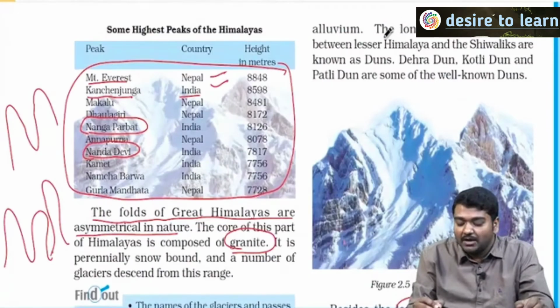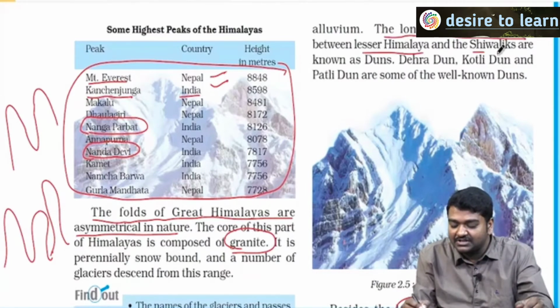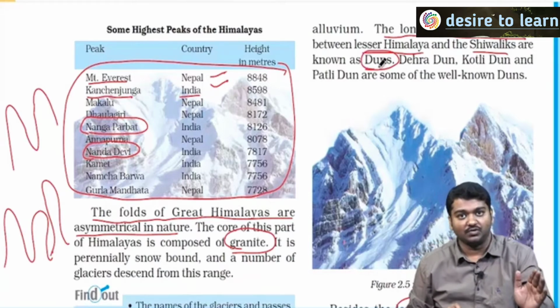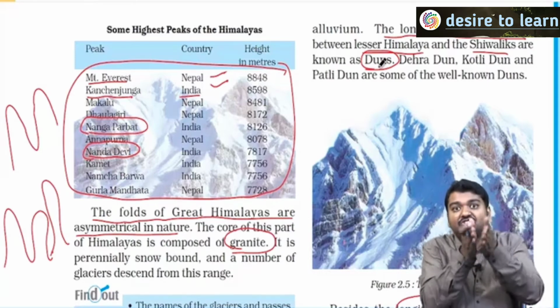They have the longitudinal valleys present between Lesser Himalayas and Shivaliks. They are called dunes. I have already told you about these dunes. That is, in between you saw some structures which were compressed and which were raised.